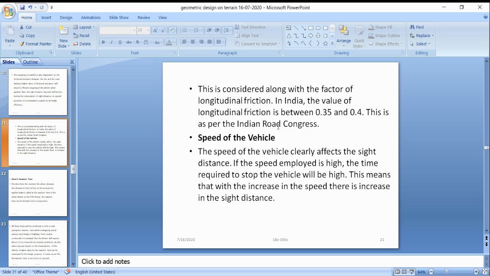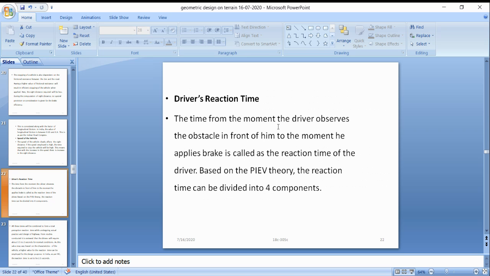Next comes the speed of the vehicle. The speed of the vehicle clearly affects the sight distance. If the speed is high, the time required to stop the vehicle will be high. This means that with the increase in speed, there is an increase in the sight distance. If you suddenly apply the brake, the vehicle will move a little. That is called the sight distance: to stop the vehicle, it requires a little distance.